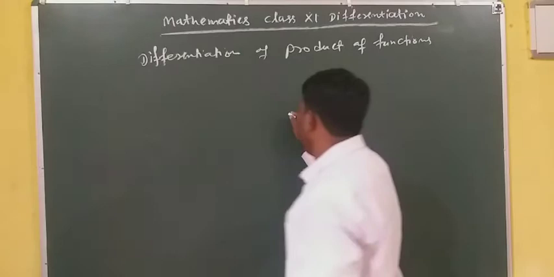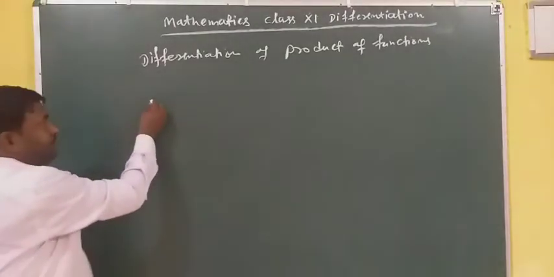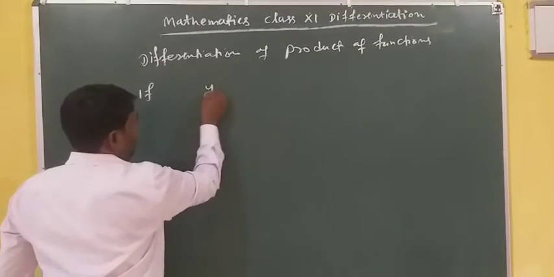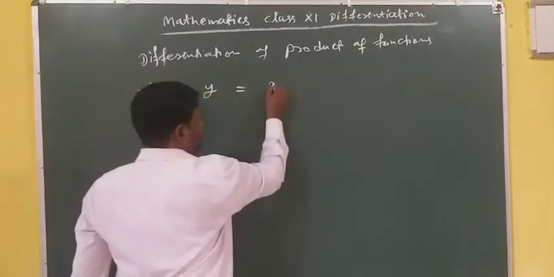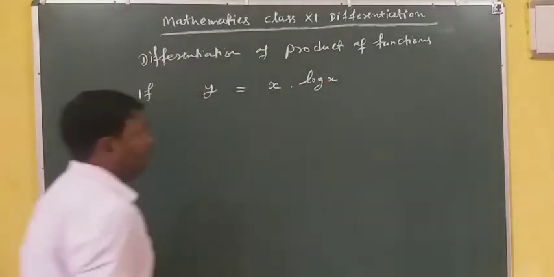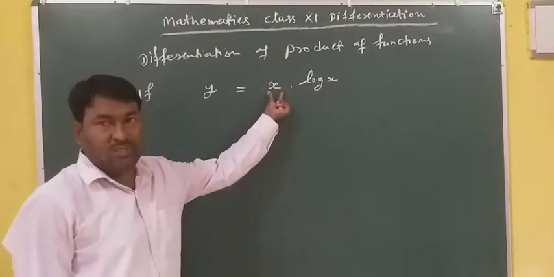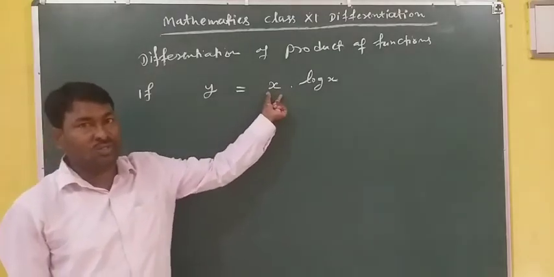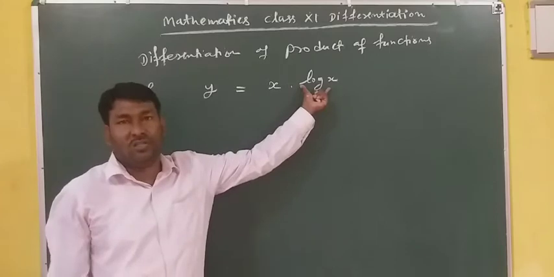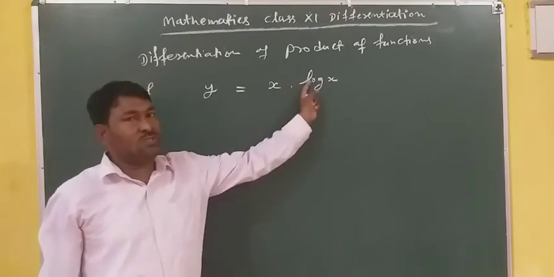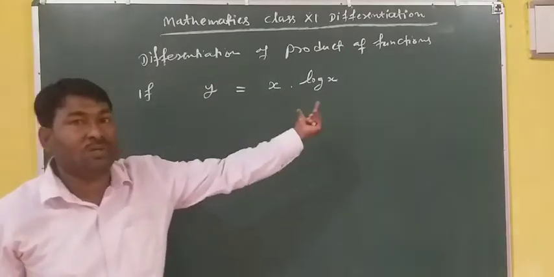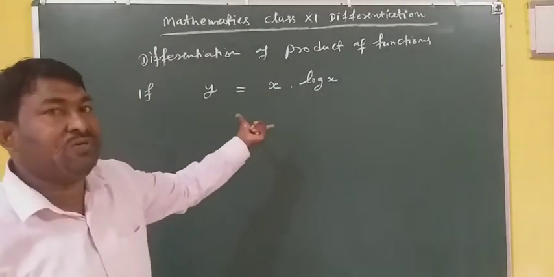Okay, so here if a function is given, or if y is equal to, suppose, x into log x. Okay, here there are two functions: x is a polynomial function, a single term, and log x is a logarithmic function. Both of them are in product form. Then how will you solve it? How will you differentiate such type of functions?